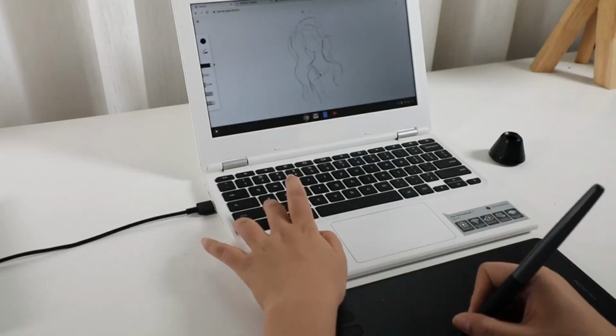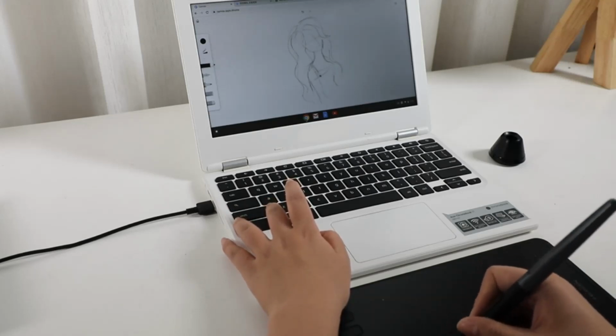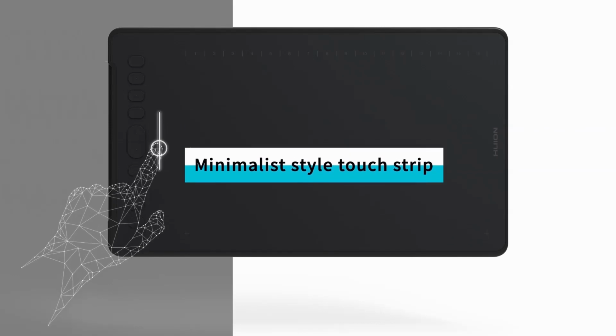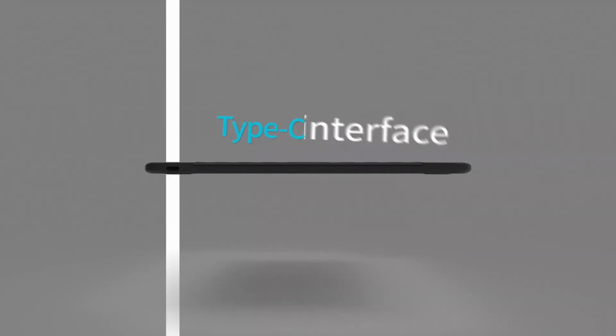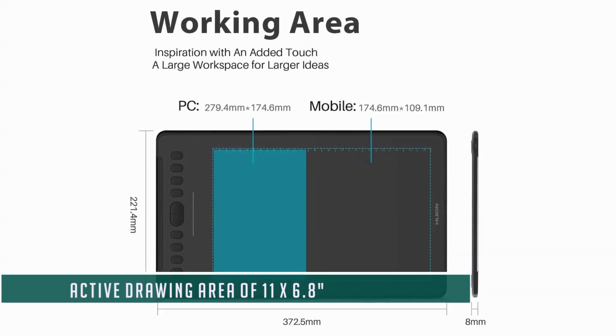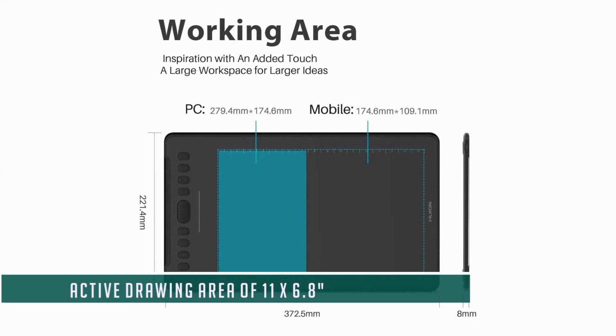And I forgot to mention that you also get a touch bar that can be used for zooming in and out, which is commonly used by artists, but you can also use it for changing color brightness, and you can change brush size with it, so that's amazing. It also has an active drawing area of 11 by 6.8 inches, so for those looking for something larger, I definitely go for this one without any hesitation.